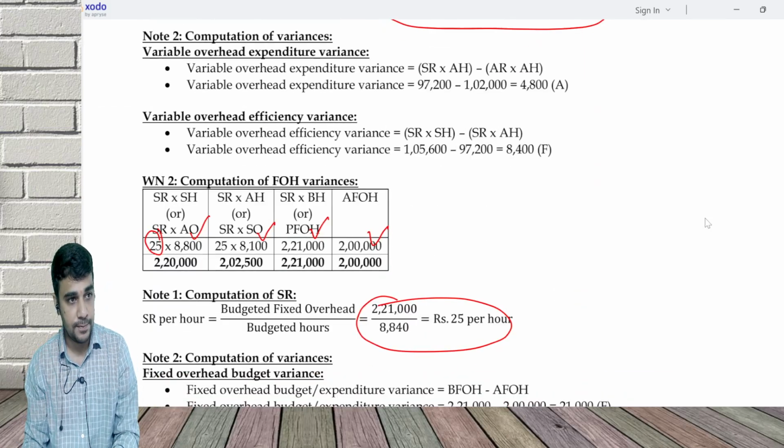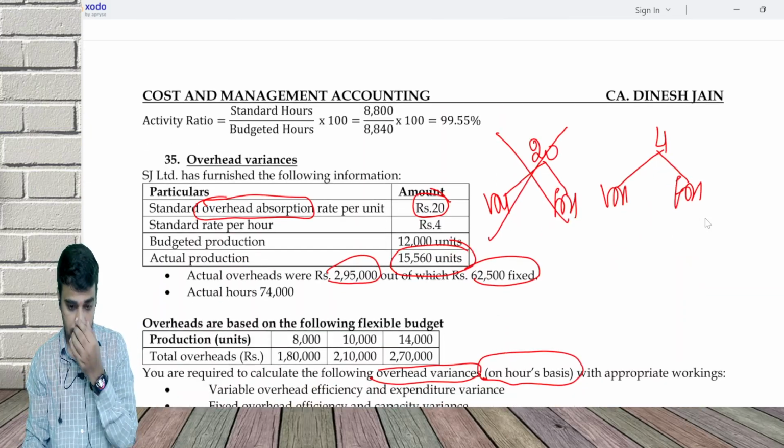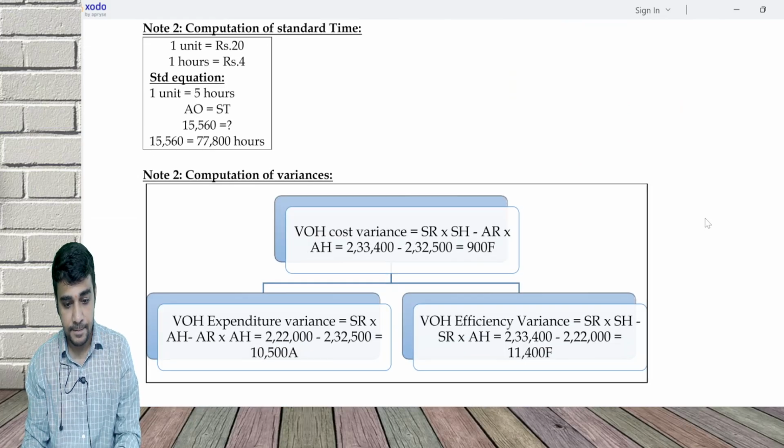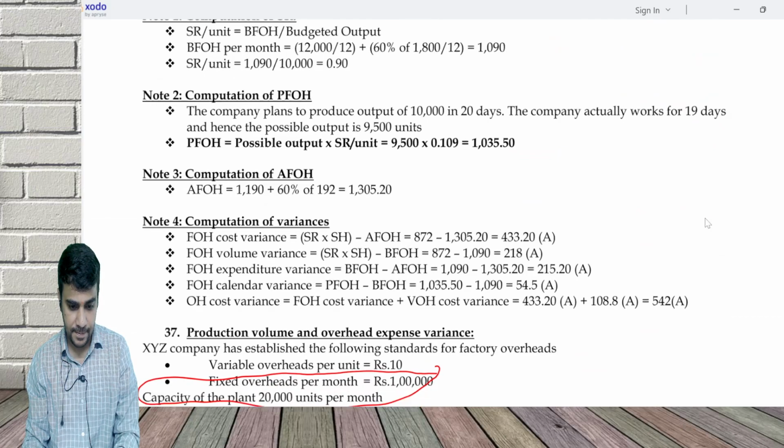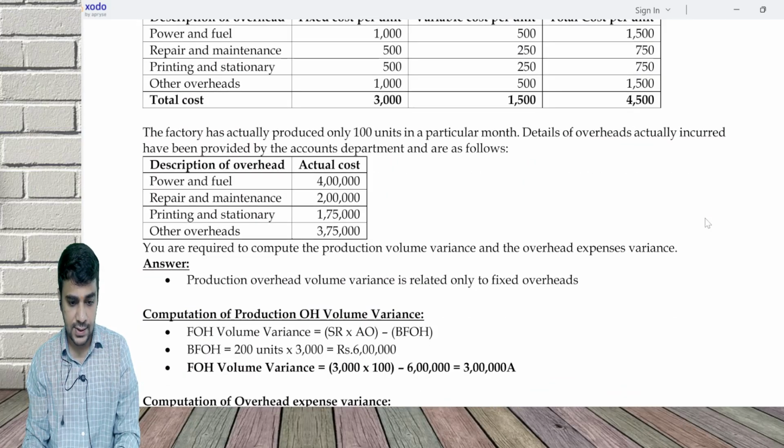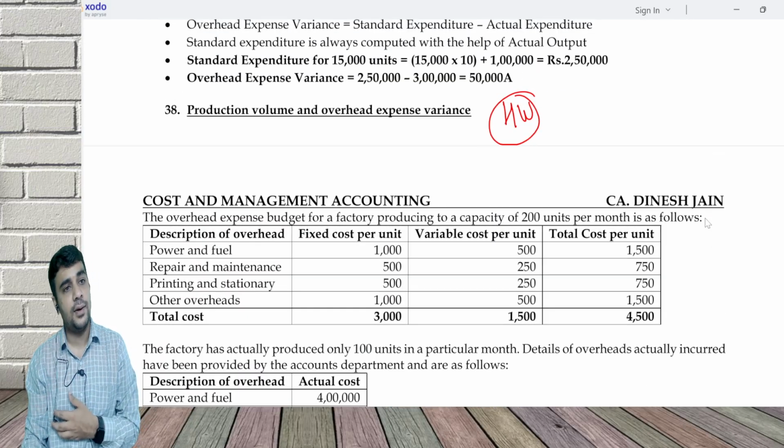Any doubts on this question? Any doubts on this? 35 we did in class. 36 we did in class. 37 we did in class. 38 is similar to 37.